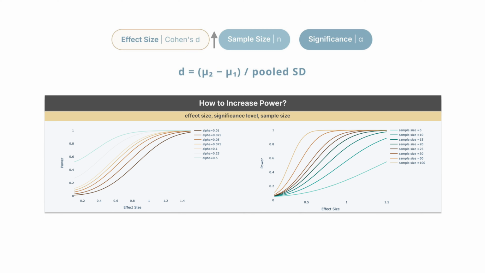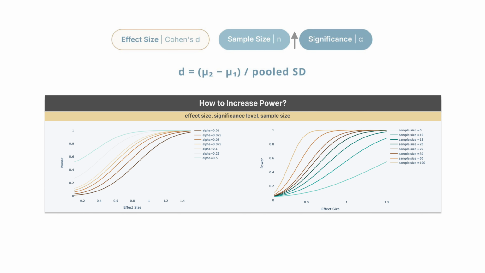Second is the significance level. Relaxing alpha, for example moving from 0.05 to 0.10, permits more false positives, but it increases power. Conversely, tightening alpha reduces power. The key point is that you cannot simultaneously minimize both error types. That is why the standard convention of alpha equals 0.05 paired with a power of 0.80 exists. It represents a deliberate balance between sensitivity and rigor.